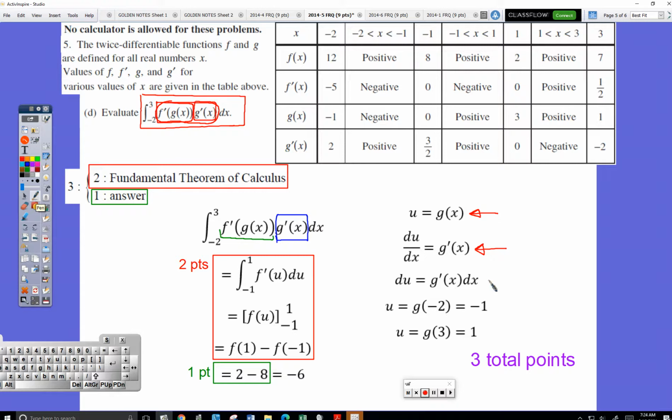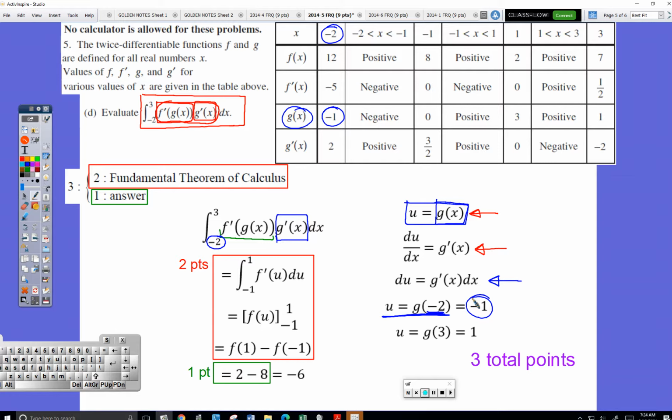So I move the dx over. I need to change my limits. So when x has a value of -2, here's my formula. When x has a value of -2, because u is equal to g of x, that makes u equal to g of -2. Here's g. Here's x equal -2. That's -1. So that limit is -1.